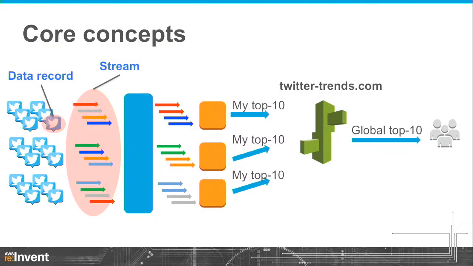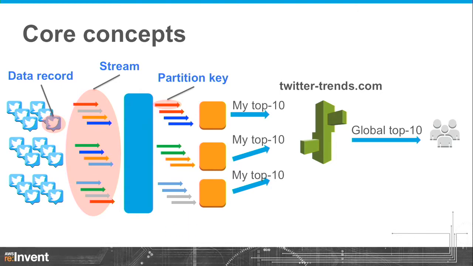So what are the core concepts that we need to do this? Well, there's a notion of a data record, an individual tweet. There's all of the tweets that are going to go into a single type of stream, and I might have many different streams for many different kinds of things I want to do. We need a notion of a partition key, which is the thing that we're going to partition on. In this case, it would be the hashtag topic for the tweets.